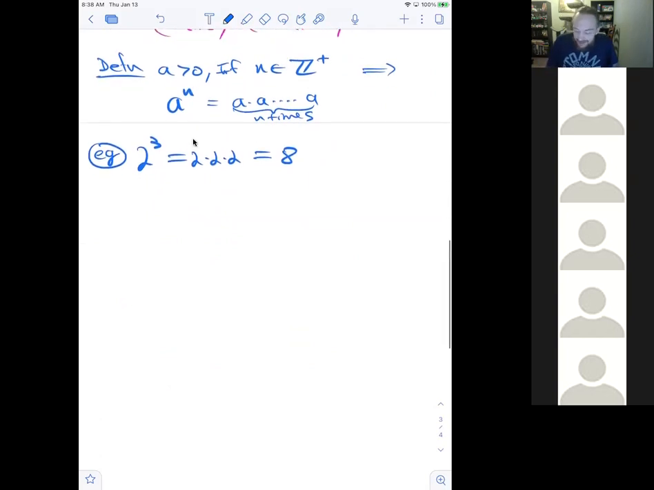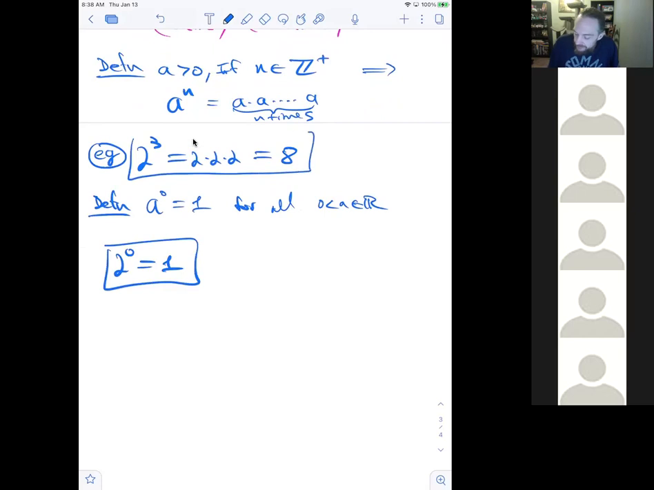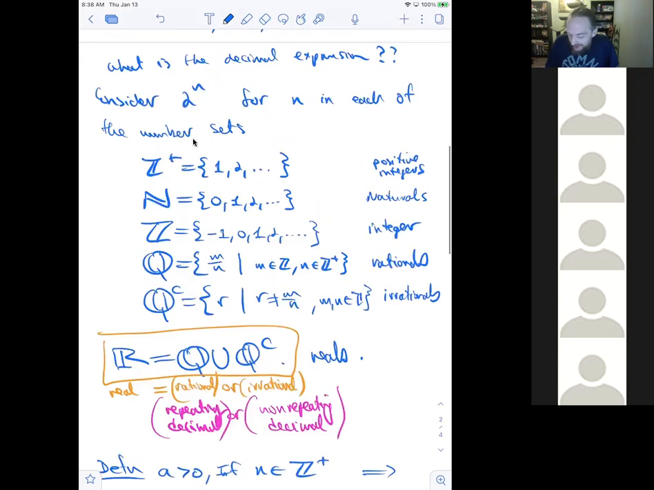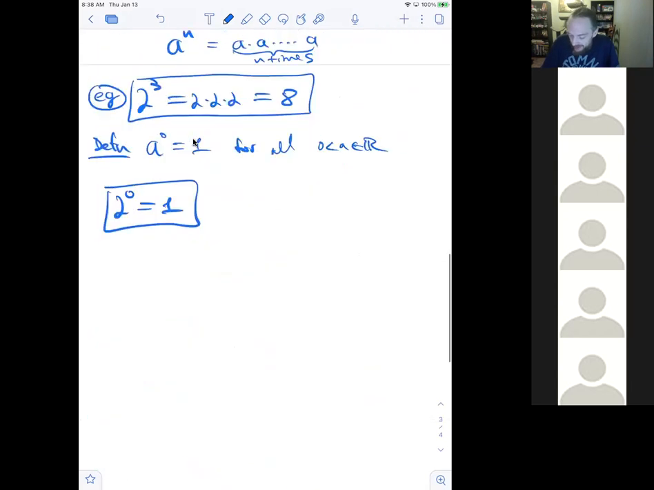Now we want to ask ourselves: definition, a to the 0 is equal to 1 for all a in R. So 2 to the 0 is equal to 1, definitely. Then I'm just going to quickly go through each type of number. This is what we mean by computing the exponent. We have to go through each number.